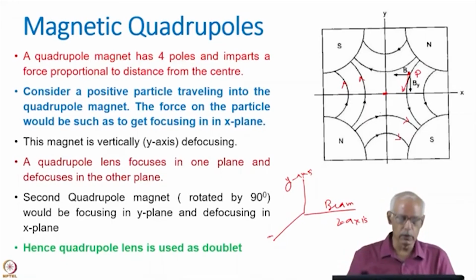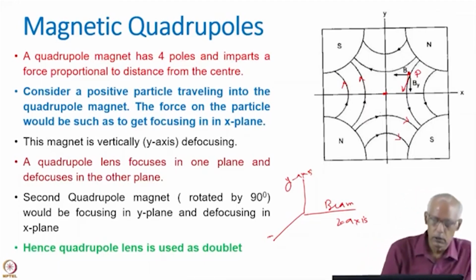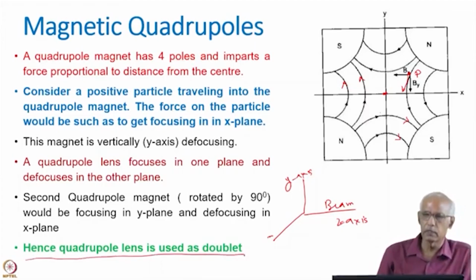And the analysis shows that unless you use quadrupole doublets, you cannot get focusing in both planes. Therefore these quadrupoles are always used either as a doublet or as a triplet.